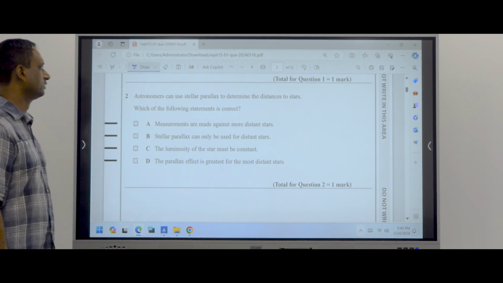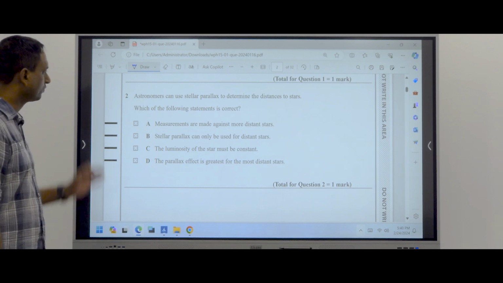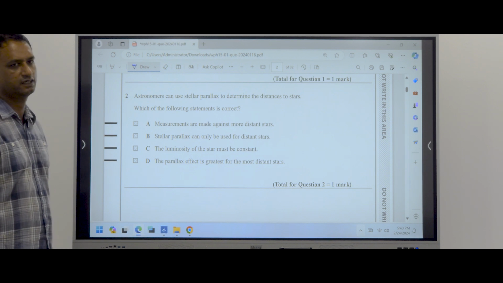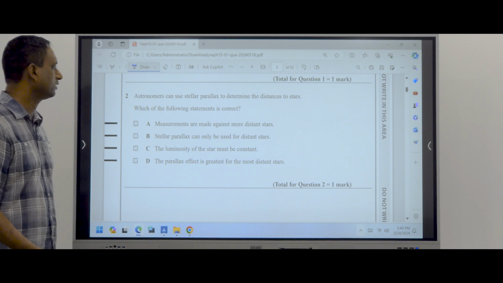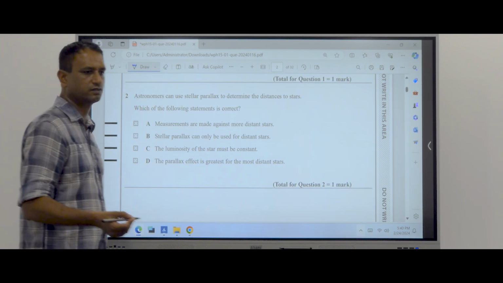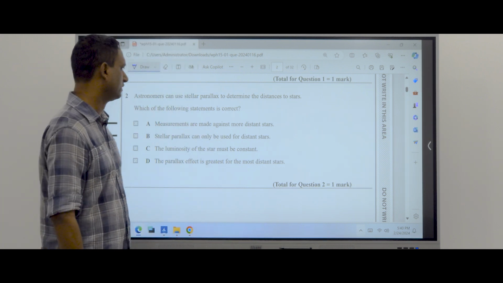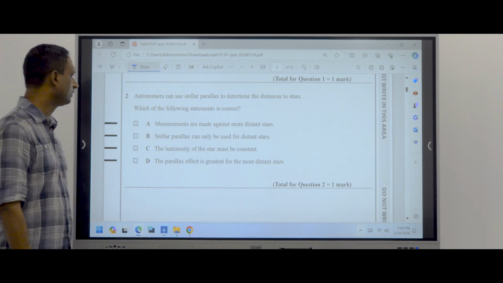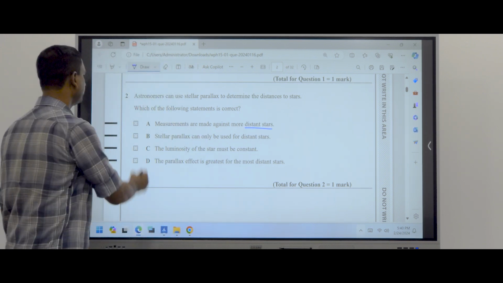Astronomers can use stellar parallax to determine the distance to stars. Which of the following statements is correct? Measurements are made against more distant stars. Actually, the measurements are taken relative to fixed stars. Fixed stars mean distant stars. When the position of the earth changes, their parallax angle doesn't change. Therefore, distant stars are called fixed stars. And this is the answer.